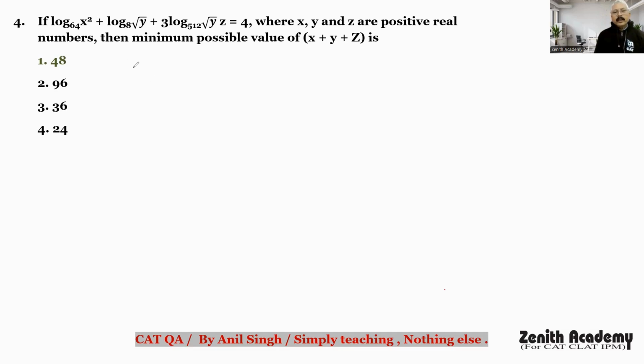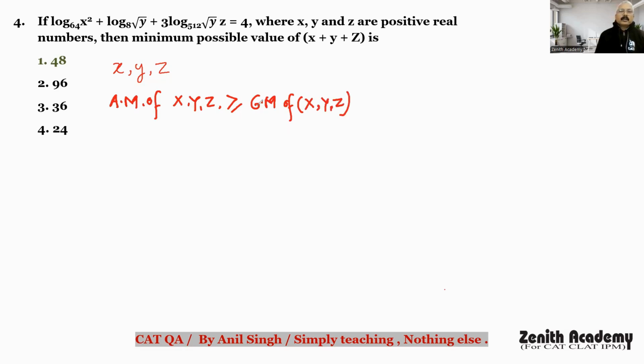So, if there are three numbers x, y, z, which are positive real numbers, then the arithmetic mean of x, y, z will be greater than or equal to the geometric mean of x, y, z. This concept will help you to find the minimum value of x plus y plus z. Okay.